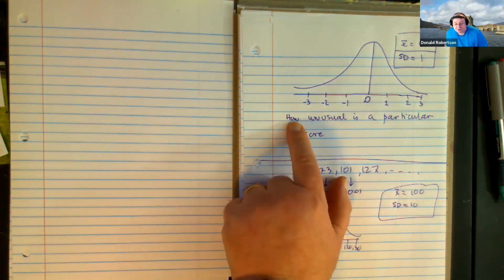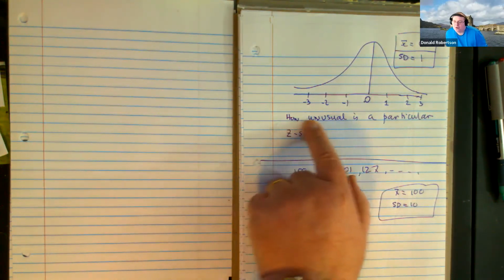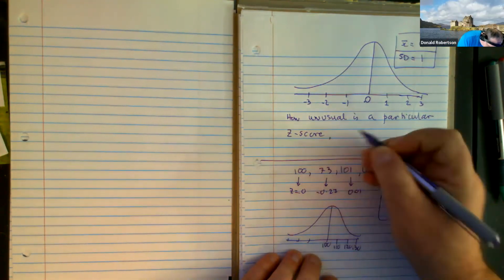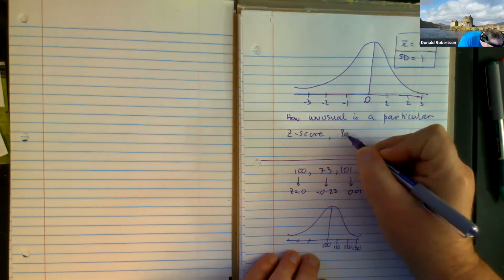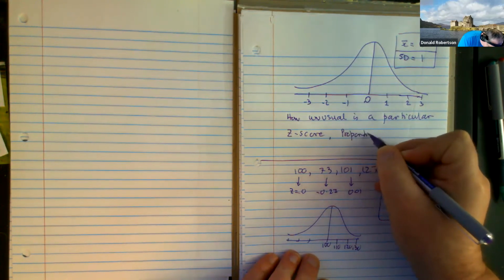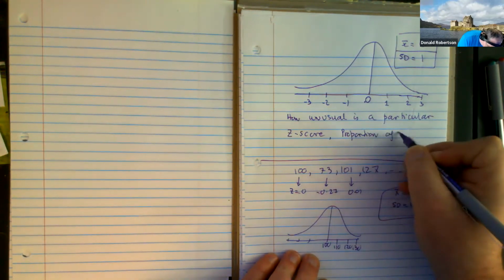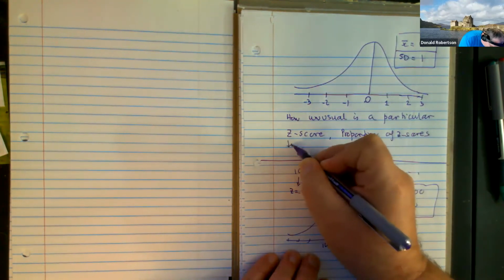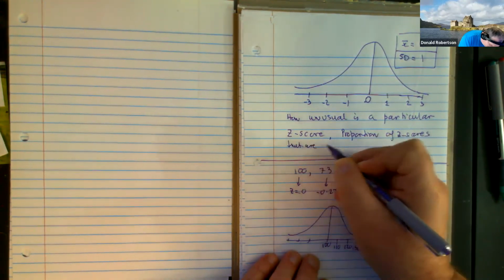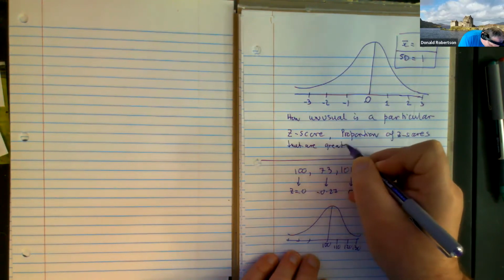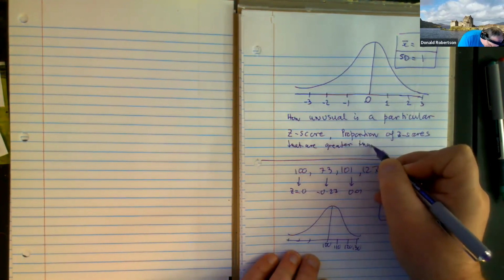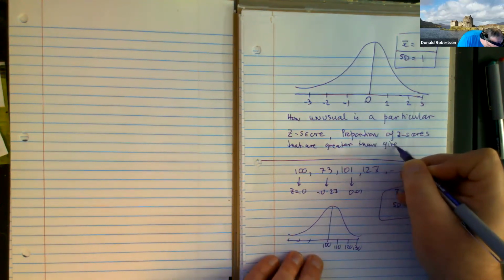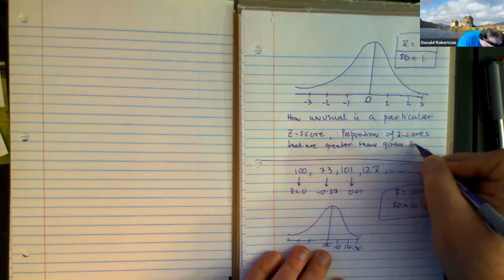So back to my question, I'm slowly getting to answering it. How unusual is a particular z-score? So what we're going to do here is find the proportion of z-scores that are, well, let's say, greater than that one. So they're greater than the given z-score.